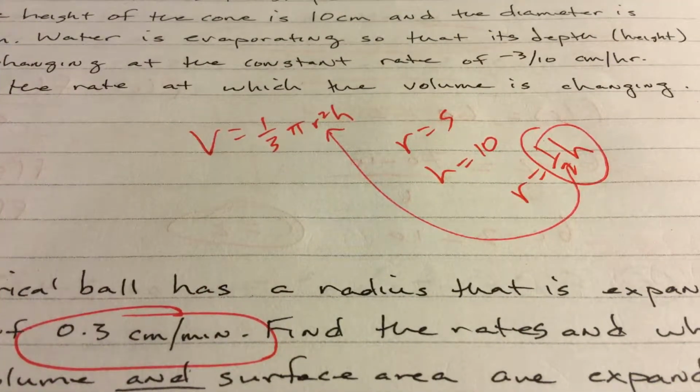It has the shape of an inverted cone. The height is 10 and the diameter is 10, so the radius is 5. Water is evaporating so that its depth is changing at a constant rate. Find the rate at which the volume is changing.